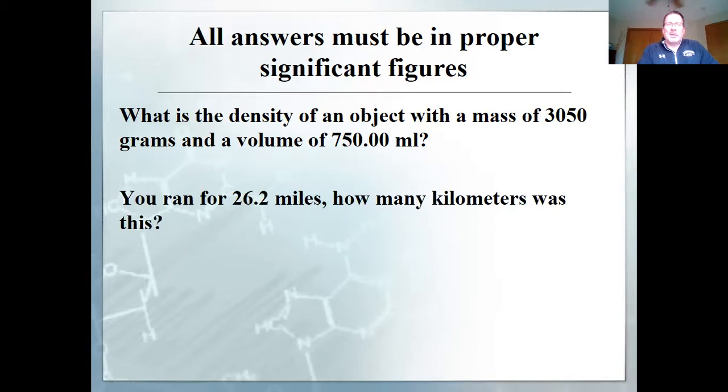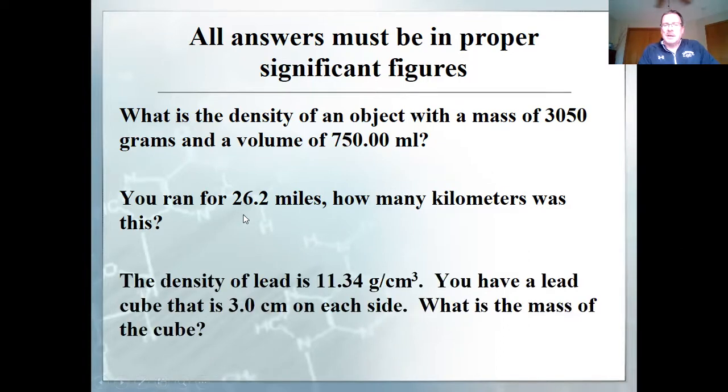Okay. If you ran for 26.2 miles, how many kilometers was this? Your answer is going to have three significant digits. All right. That's the idea. Okay. So that is our video on significant digits. I believe your book does a great job in that little section of chapter 3 in also explaining it.